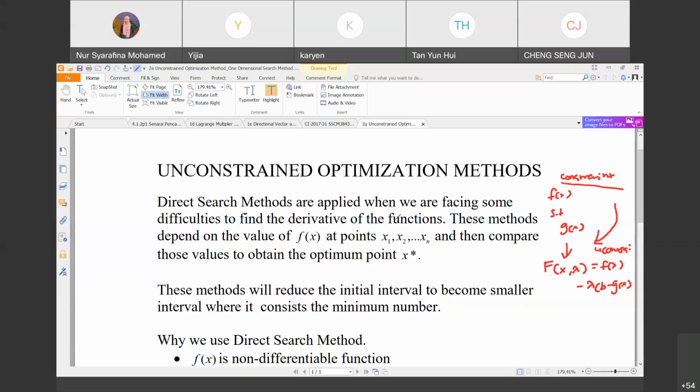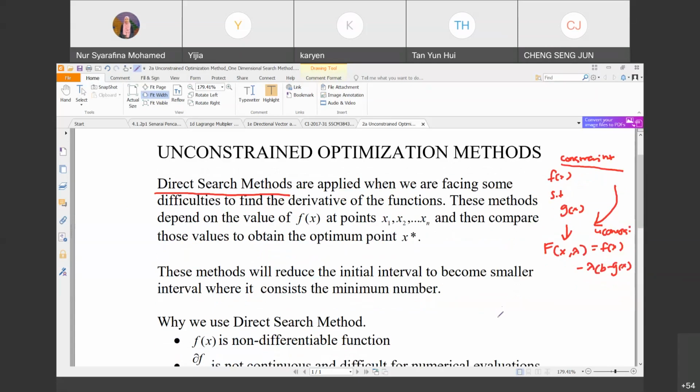So how can we understand this unconstrained? The first method in solving the unconstrained optimization here is the direct search method. This direct search method is applied when we are facing some difficulties to find the derivative of the function. Before this, we just differentiate, right? But now, where we are facing difficulties to find the derivative, we use this direct search method in unconstrained.